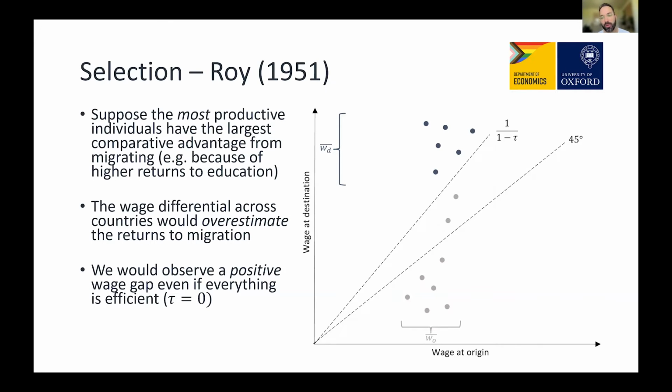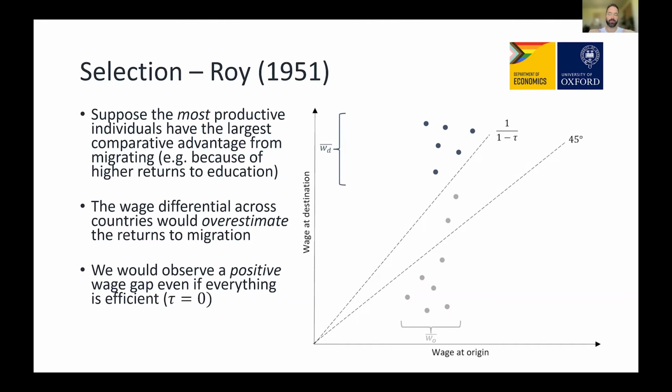And so if you now just compare wages of people who migrated to wages of people who did not migrate, what you're going to find is that the wages of those who migrated are very, very high, and the wages of those who did not migrate are very low. Now, of course, you never observe both these wages. Either you stayed and then you observe the wage at the origin, these are the gray dots, or you migrated and then you observe the wage at the destination. And this problem is what we call selection bias.